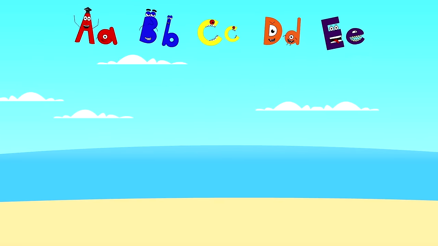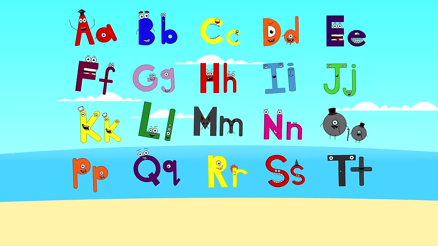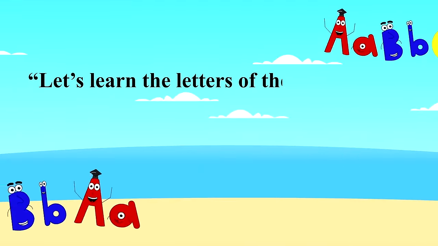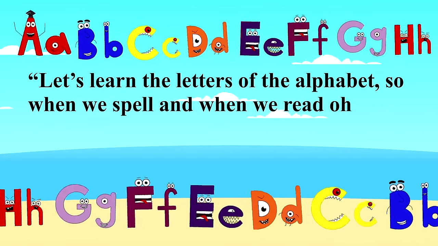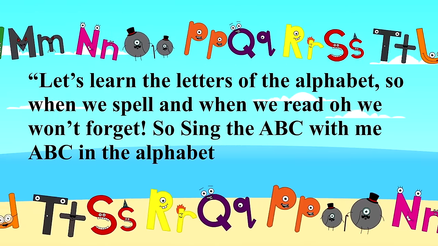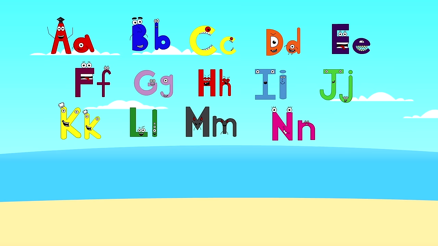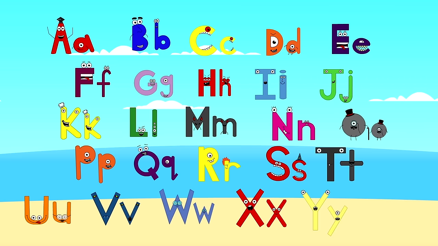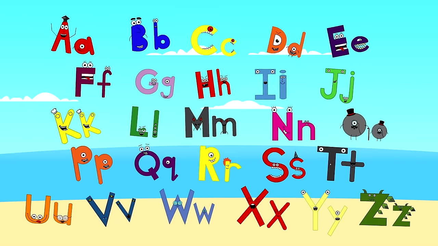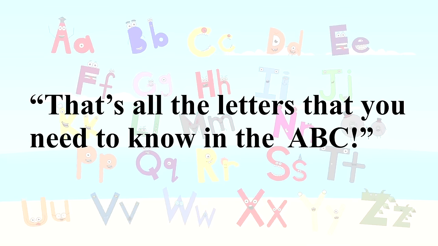A, B, C, D, E, F, G, H, I, J, K, L, M, N, P, Q, R, S, T, U, V, W, X, Y, and Z. Let's learn the letters of the alphabet, so when we spell and when we read, oh, we won't forget. So sing the ABC with me, ABC in the alphabet song. Let's go even faster. A, B, C, D, E, F, G, H, I, J, K, L, M, N, P, Q, R, S, T, U, V, W, X, Y and Z. That's all the letters that you need to know in the ABC.